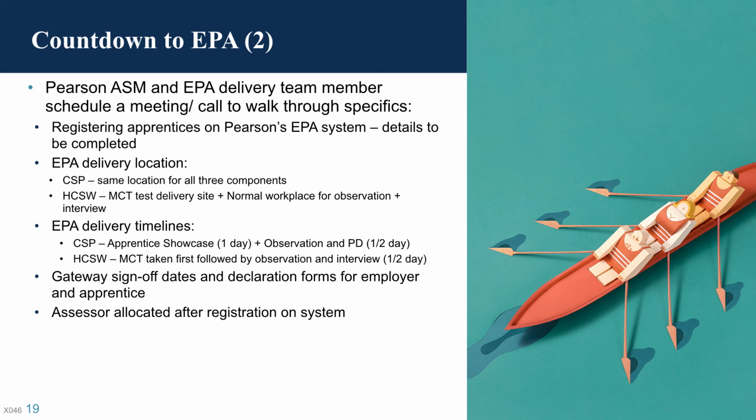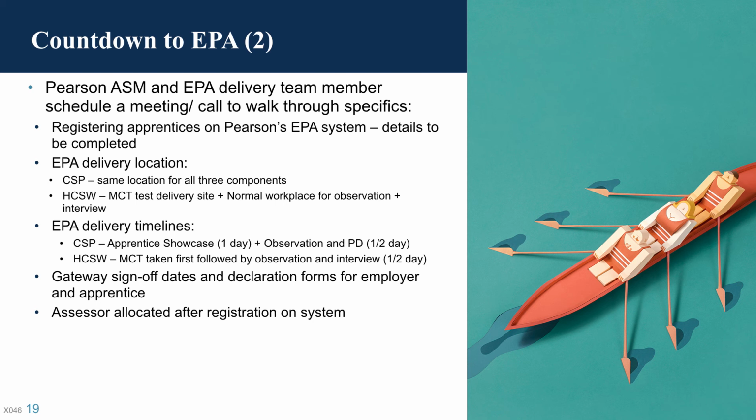So this is around now registering the apprentices on the EPA system, as I mentioned. So we will walk you through what that system looks like. And you just need to register the details of the apprentices. You probably need to specify the EPA delivery location. So on this occasion, we would have the customer services, probably the same location for all 3 components, because essentially 2 of the 3 components need to be done at the workplace. And then 1 component, which is a showcase, can happen somewhere different, but we will look at what that looks like.